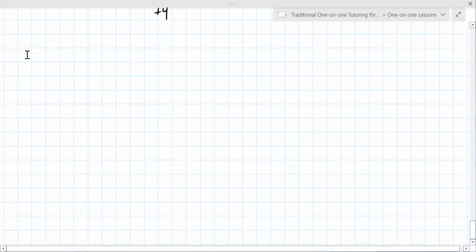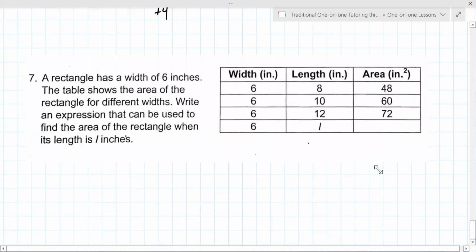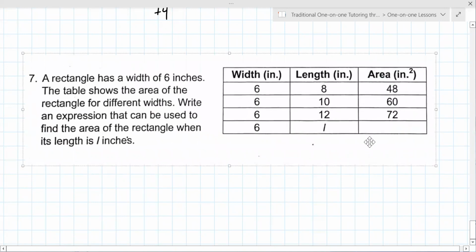Okay, let's look at 7. I'll read it out loud. A rectangle has a width of 6 inches. The table shows the area of the rectangle for different widths. I guess they mean lengths. Write an expression that can be used to find the area of the rectangle when its length is L inches.